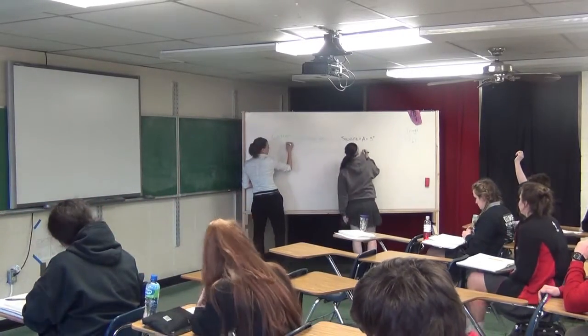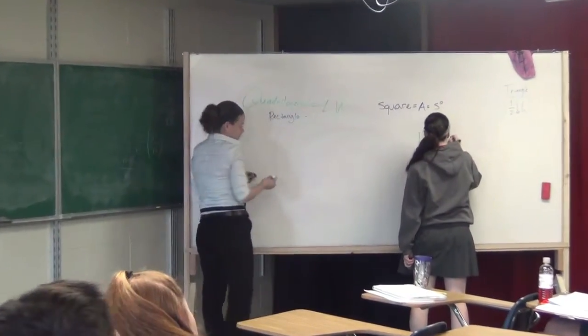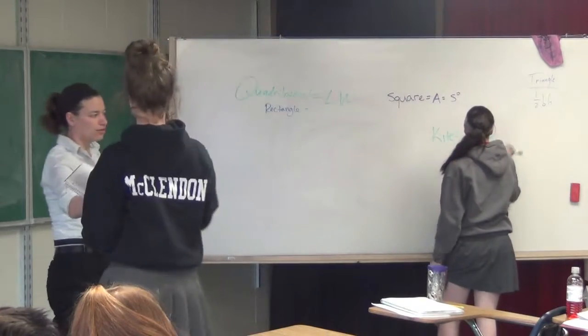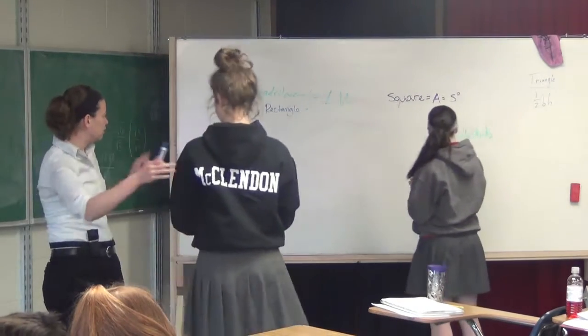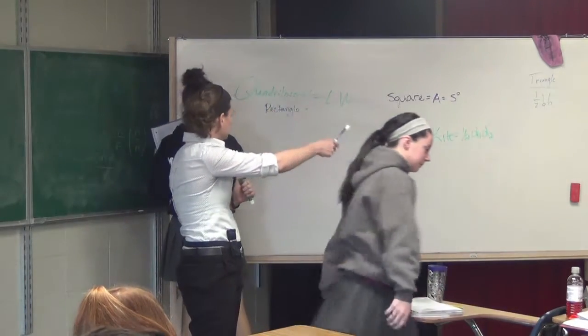We're going to change this one to rectangle. Wait, is that wrong? Because she wanted quadrilaterals. I asked for quadrilateral. I thought she said what we did yesterday. Got it. What else? No, we didn't. We did triangles.